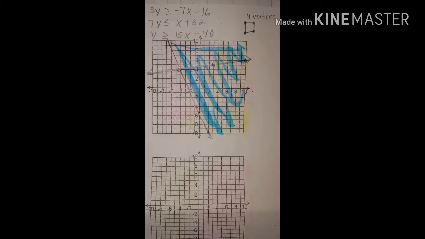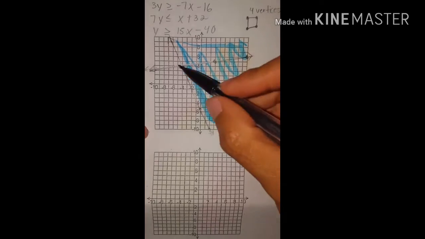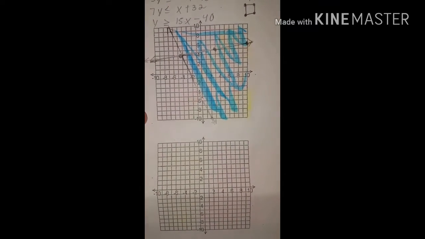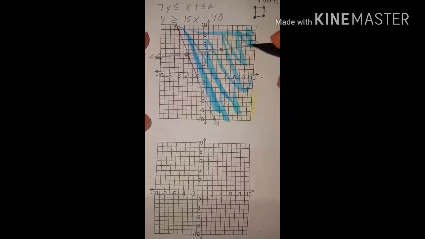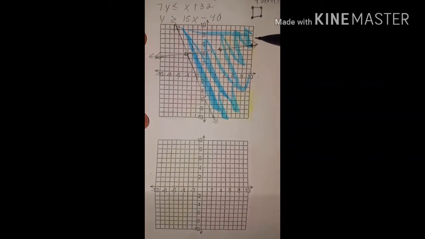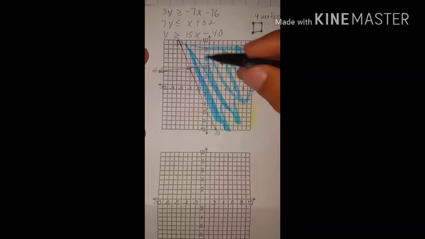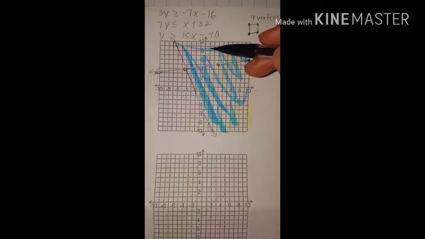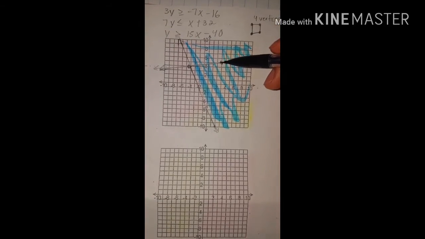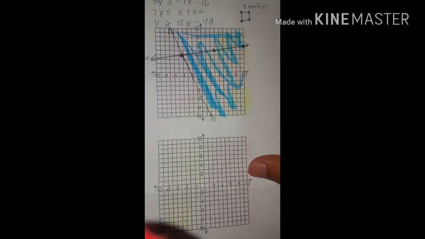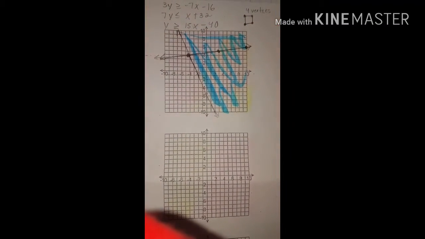Alright guys, so now you have this line that I just graphed, that I just plotted the points for. So what you're gonna do is go back to the inequality and see where you have to shade, if you have to shade up or down. Alright, so it says that you have to shade down. So you wanna get a highlighter, a different color, and shade all of down. That's it.